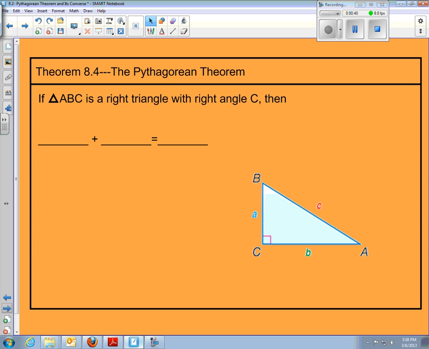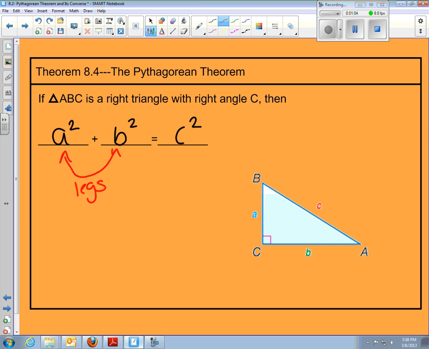You guys remember Pythagorean theorem: if the triangle is a right triangle, then we know that a squared plus b squared equals c squared. So using Pythagorean theorem is when we know it's a right triangle, but we're missing one of those sides, a, b, or maybe that hypotenuse, c. Remember, a and b stand for the legs, and c is our hypotenuse.